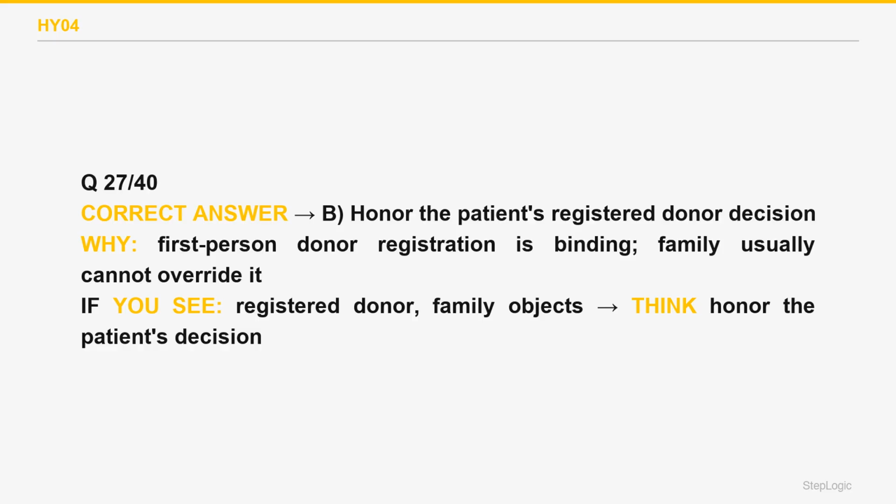The family's objection does not cancel a valid first-person donor registration, which reflects the patient's own autonomous choice. Choice A, wrong. The spouse's authorization is not required when the patient already registered as a donor himself. Choice E, wrong. Honor the patient's registered donor decision.